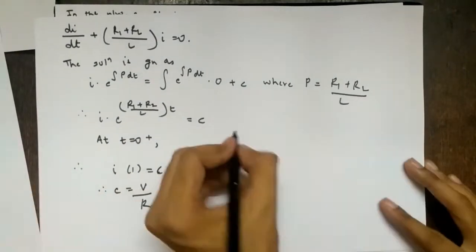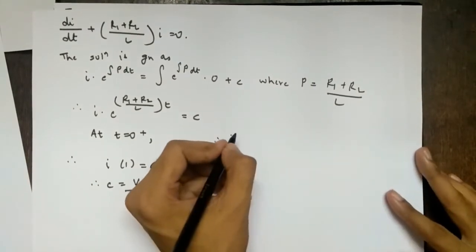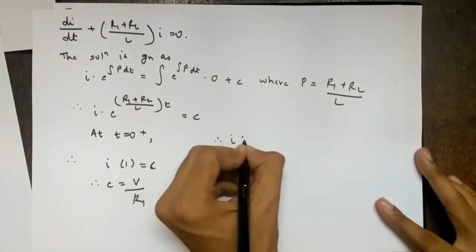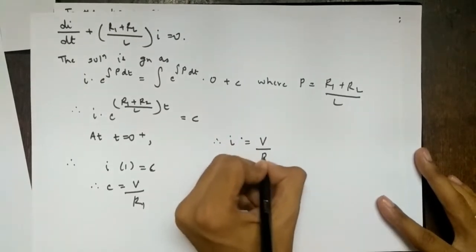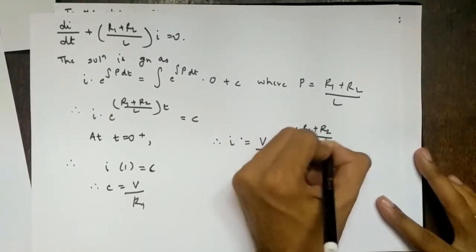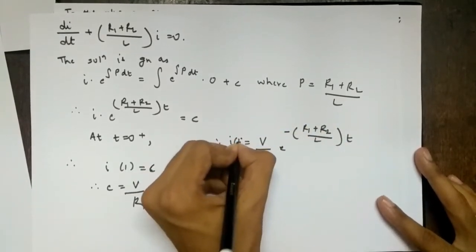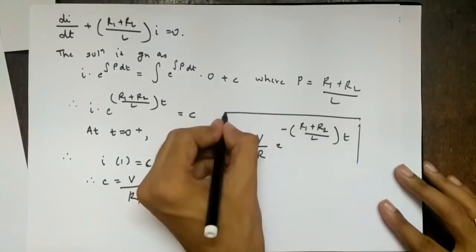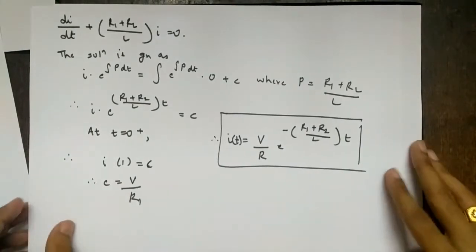So what is I then? Therefore I equals V by R1 e raised to minus of R1 plus R2 upon L into t. This is I of t. We have found the answer, right? This is what is required. So let's go to the next sum.